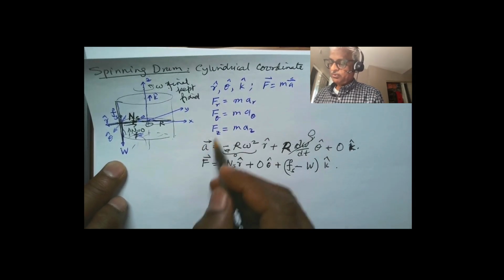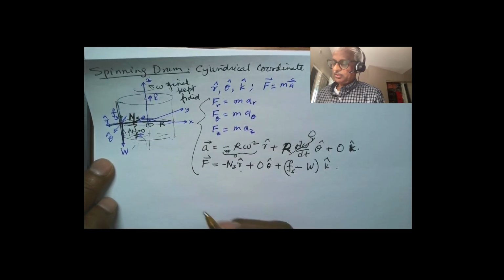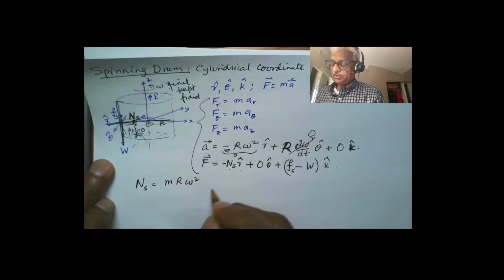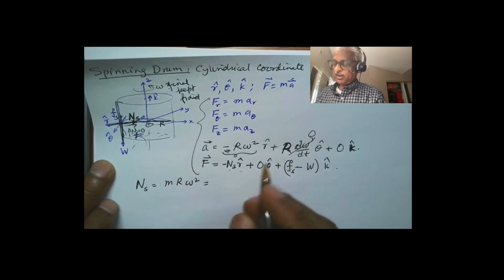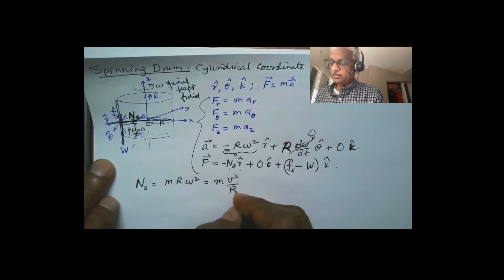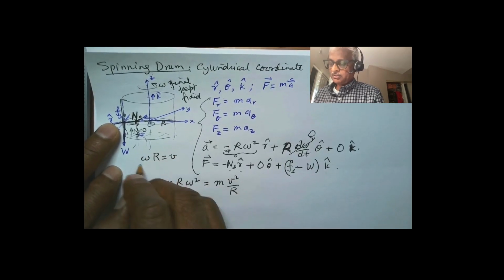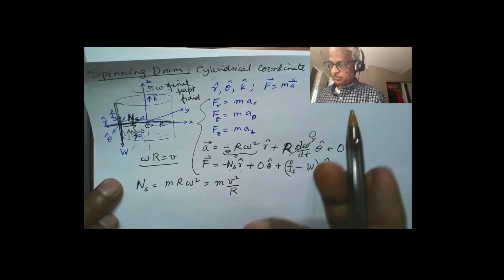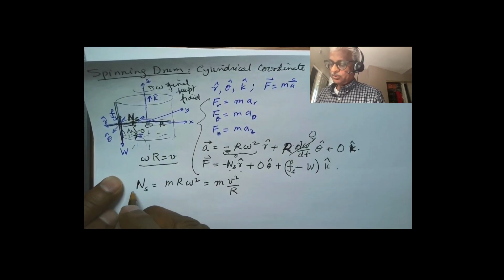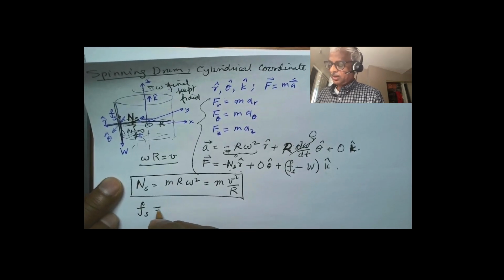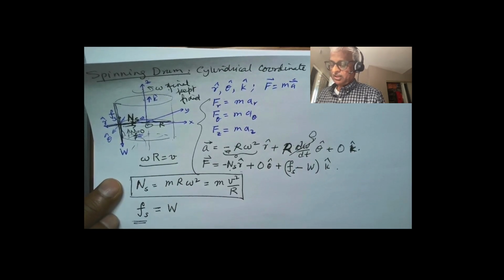So now when I use F equals ma, it's really trivial at this point. The normal force would be m r omega square, and using the velocity, that will be m v square over r. Here omega times r is the speed, as we saw in the previous example. So this is for the normal force, and the other thing we find is the static friction has to be equal to W. There has to be that much static friction. If you don't have that much static friction, then it's not stable.